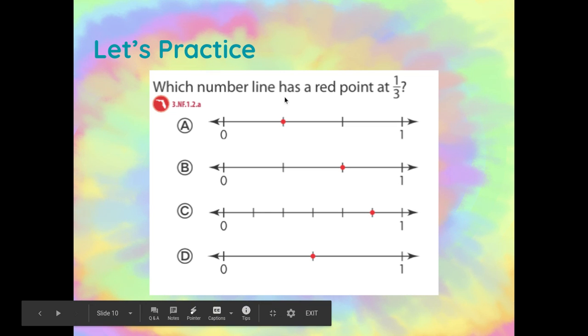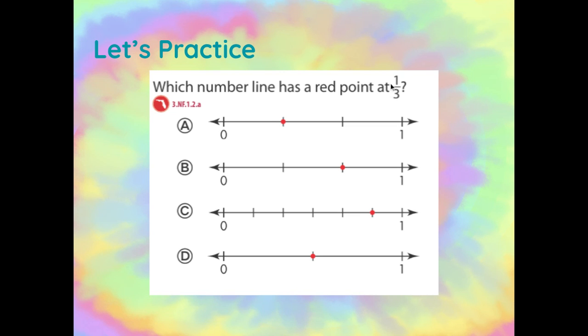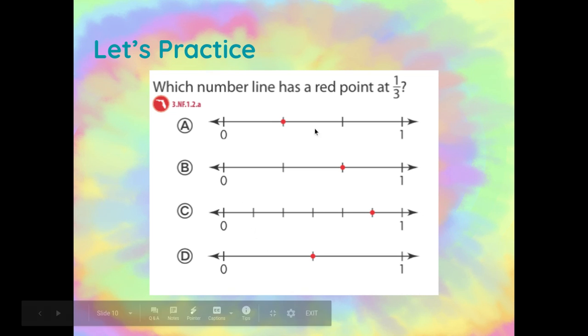All right, last one. So which number line has a red point at 1/3? So whatever number line we choose needs to be cut into 3 equal pieces. So first let's try that. 1, 2, 3. Okay, so it could be A. 1, 2, 3. Okay, it could be B. 1, 2, 3, 4, 5, 6. It cannot be C. C is cut into sixths. We're looking for a number line that's cut into thirds.